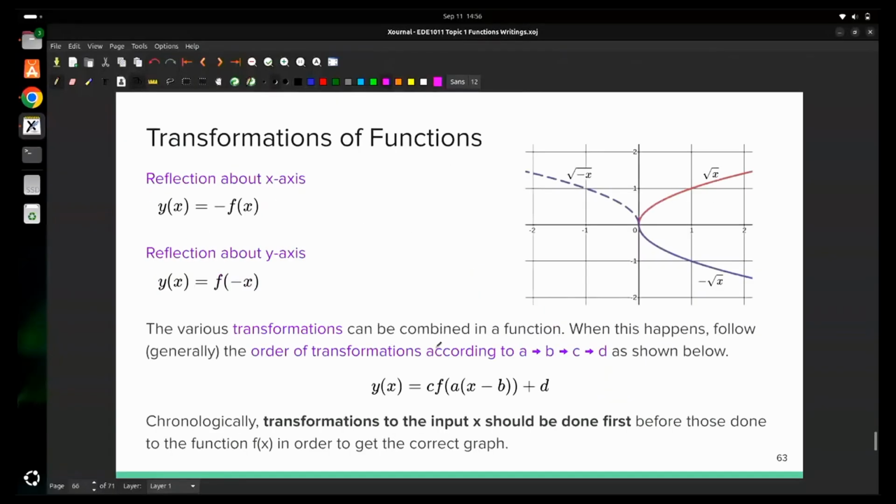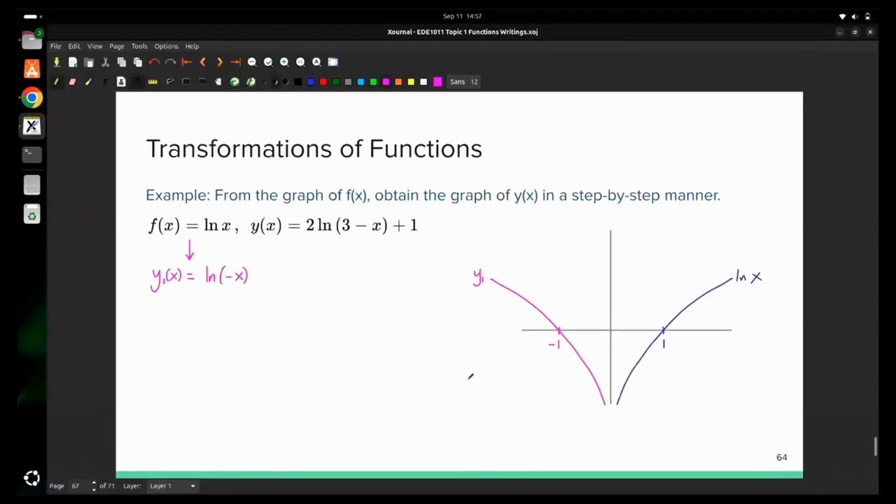So look at this. So this is x minus b, right? So therefore you have a b, which is trying to do the horizontal shifting to the input x. So therefore, let's see what we can do here. Maybe green color, y2. So I want 3 minus x. So eventually this will be ln of minus of x minus 3. Correct? Minus of x minus 3 is the same as 3 minus x. It's the same thing.